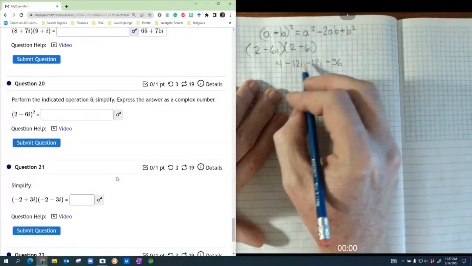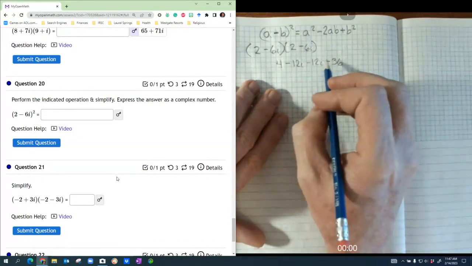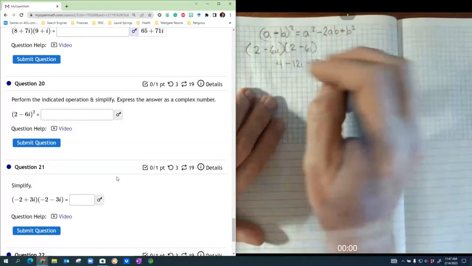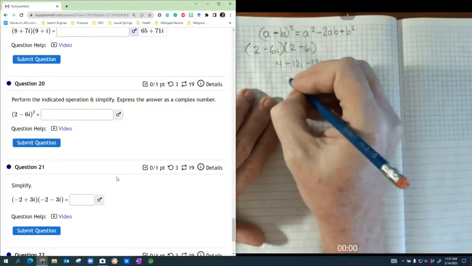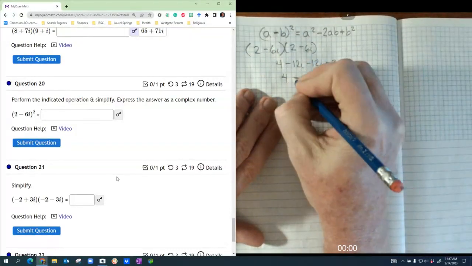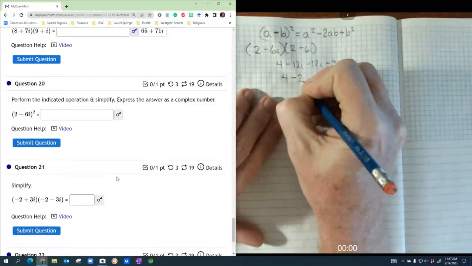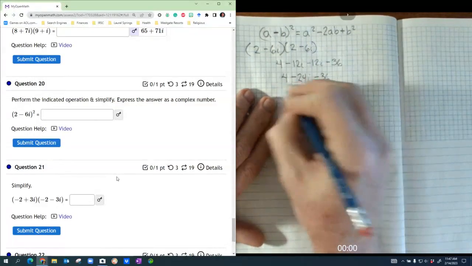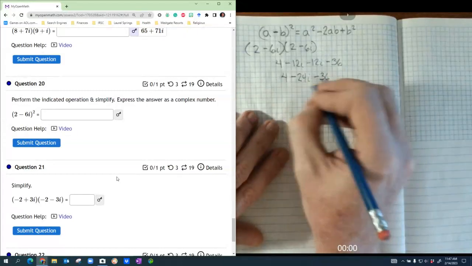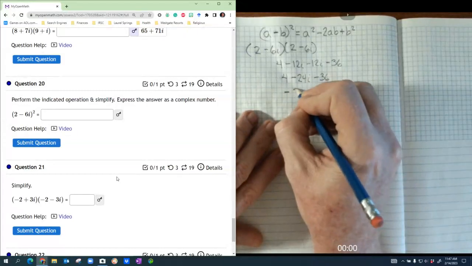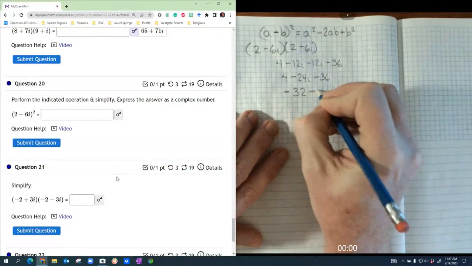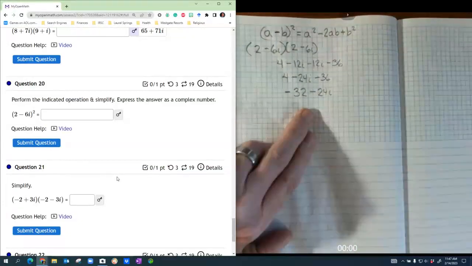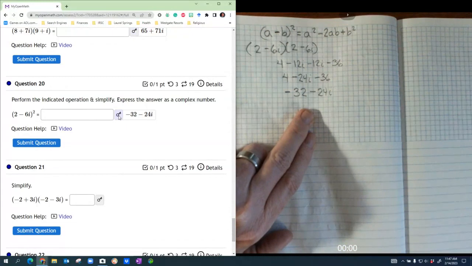So we look at that, okay? When we're dealing with i, I'm going to change this up a little bit. We get 4, and then it's going to give us negative 24i minus 36. We've got to bring these two together, okay? And when we bring these together, we're going to get negative 32 minus 24i. And so that's the answer we're looking for.